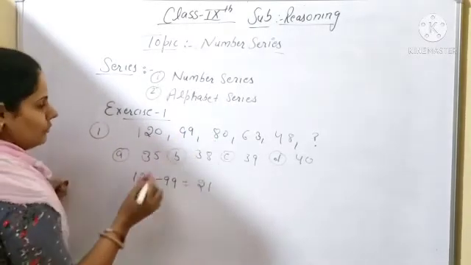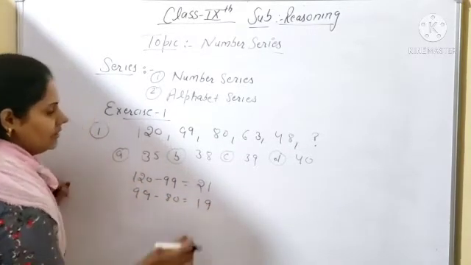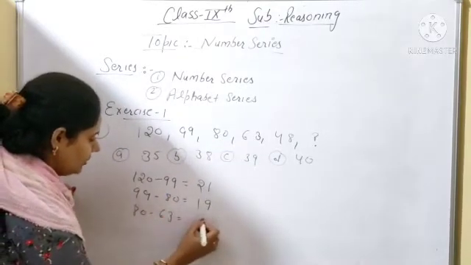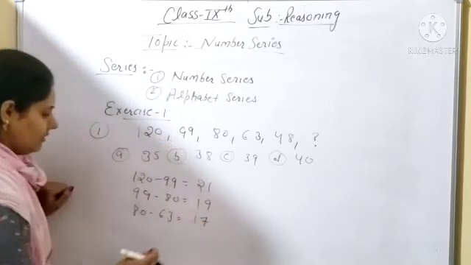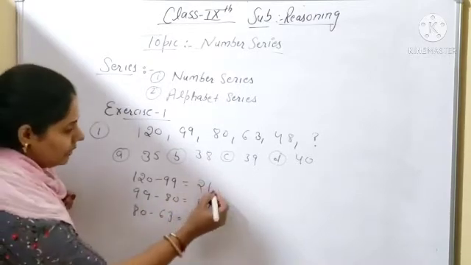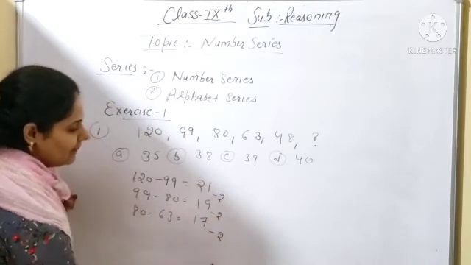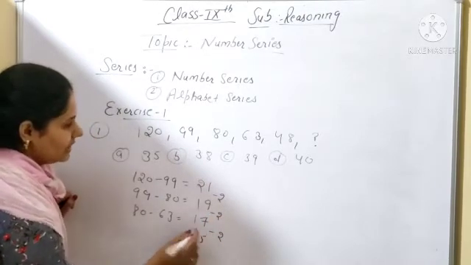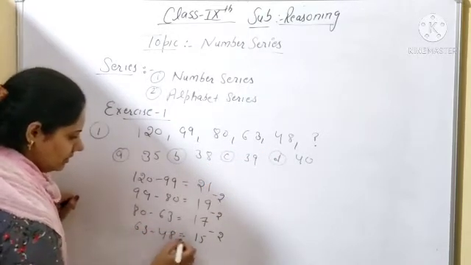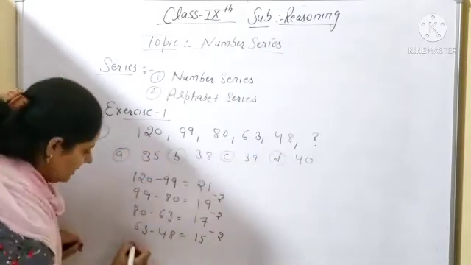After that you will check the difference of 99 and 80. So here you will get 19. After that you will check the difference of 80 and 63. So here you will get 17. So you can see, now you can recognize the pattern. 21 minus 2 you are getting 19, 19 minus 2 you are getting 17. So 17 minus 2, what will you get as the next number? It will be 15. And you can see 63 minus 48, so what will you get here? 15. Clear?